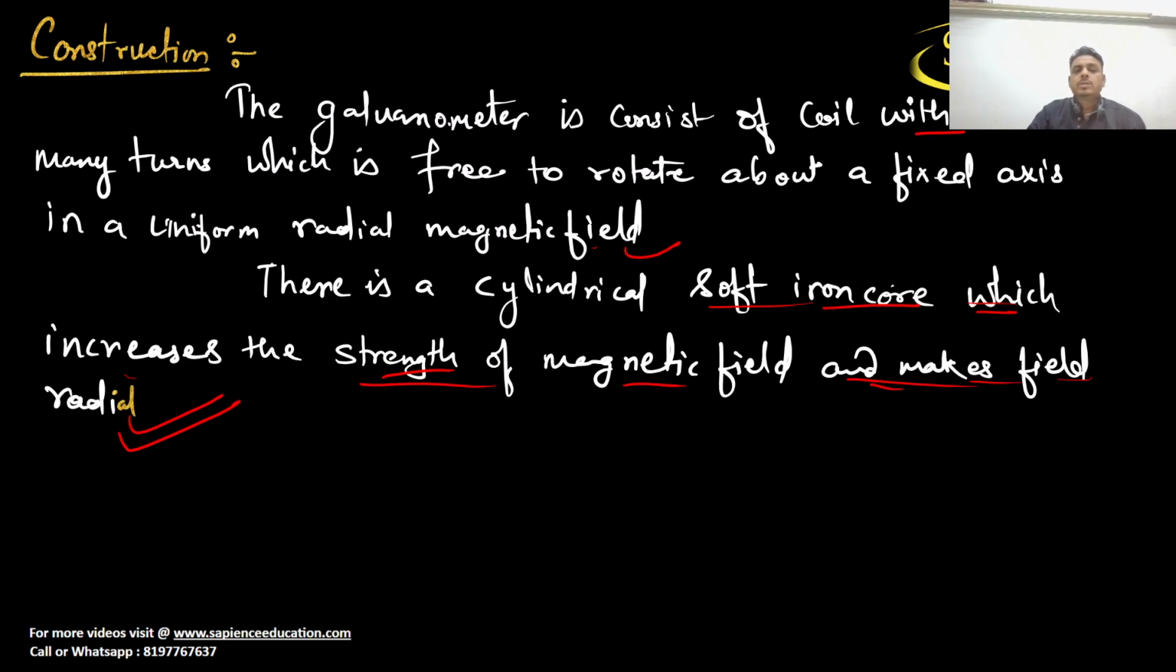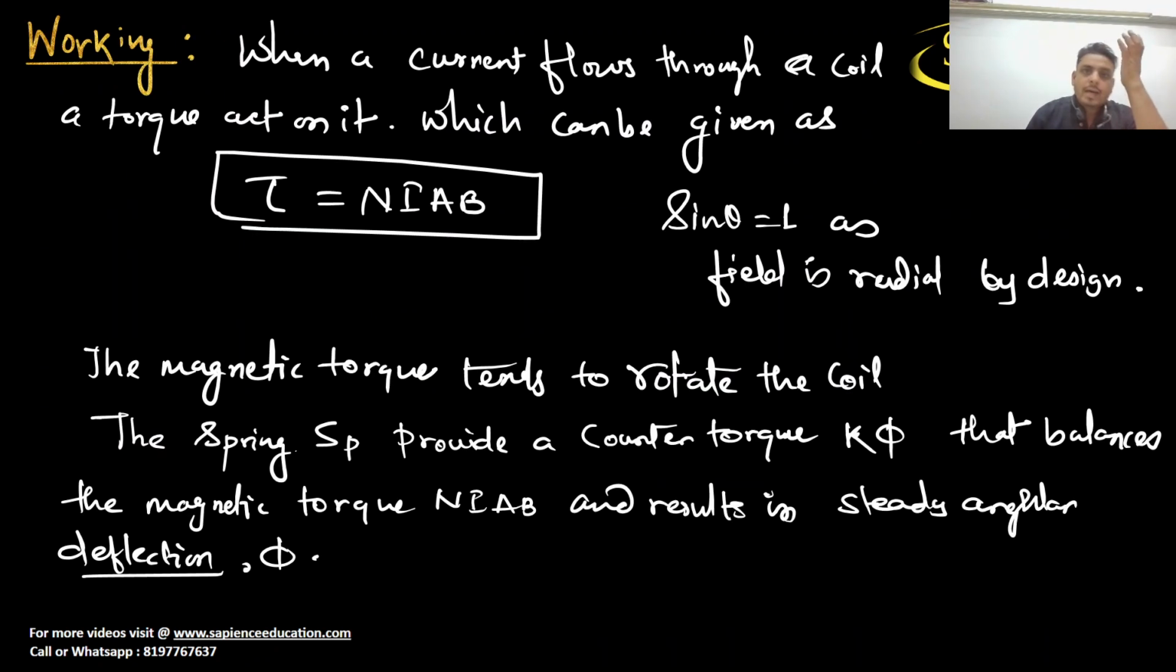Now let us go for the working. When a current flows through a coil, a torque acts on it, which can be given as torque is equal to NIAB, what we have studied earlier.